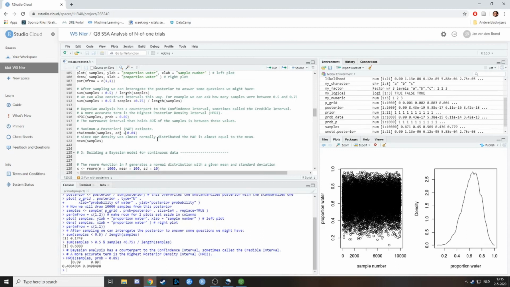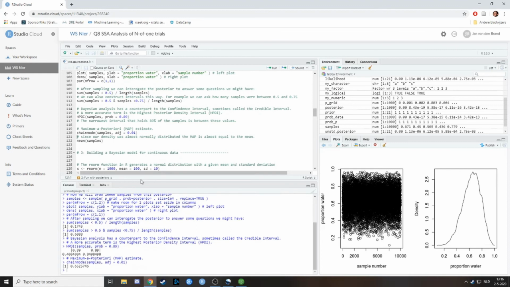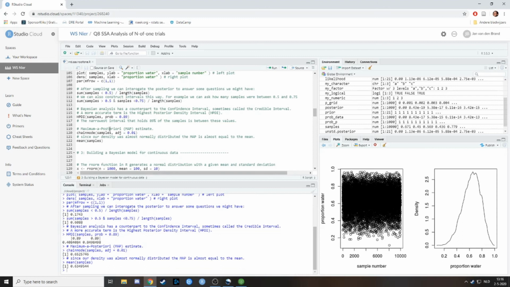We can also have something that's called the maximum a posteriori, which is sort of like our parameter estimate. This is where the highest likelihood of the percentage of water on Earth would be. To get this we use the command chain mode, and it samples from the posterior, and we take the mean of this, and we get the maximum a posteriori estimate, saying that the Earth, according to our model, is 64% water.